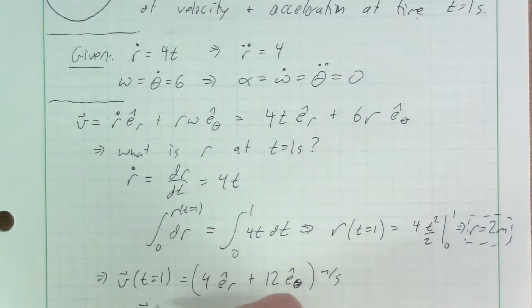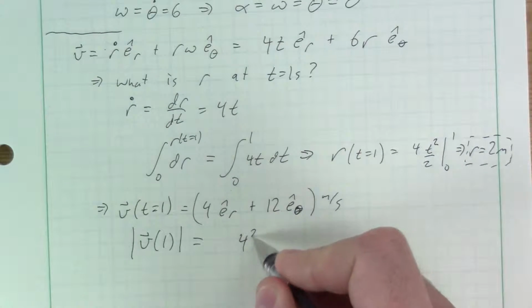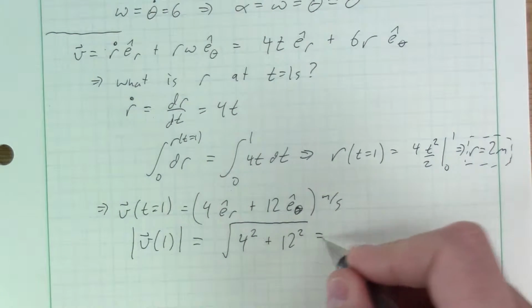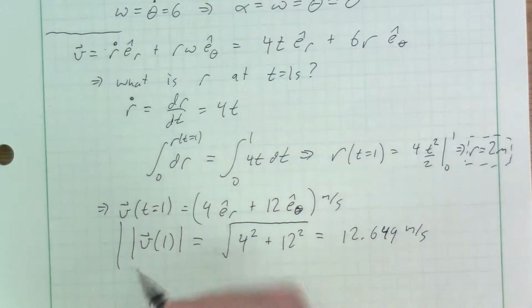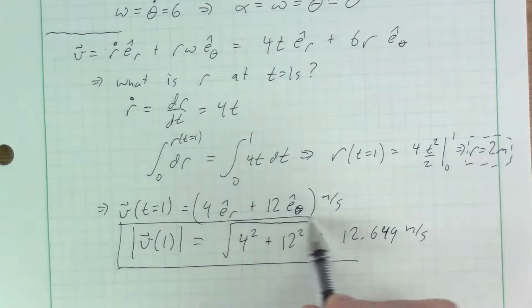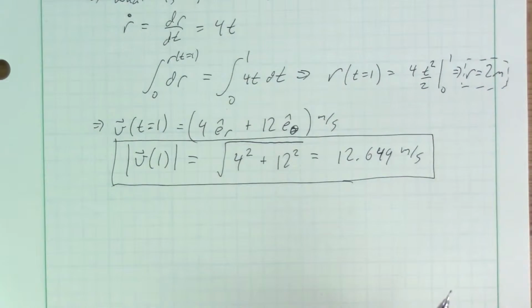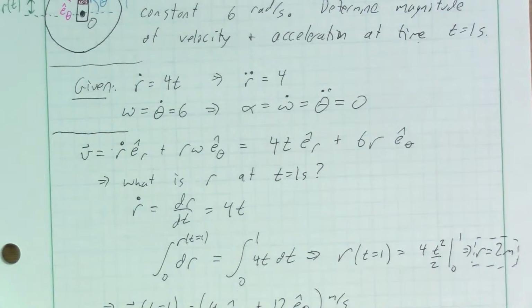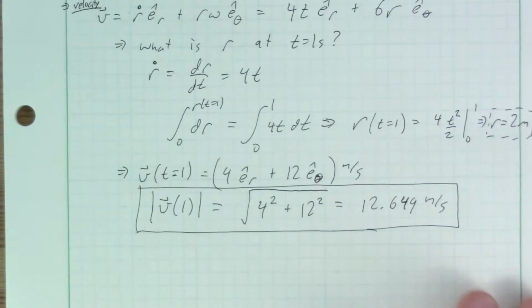And so our magnitude is, take the first component squared, second component squared, and square root the summation there. 12.649 meters per second. Okay. All right, let's do now the same thing for acceleration. So this was velocity.